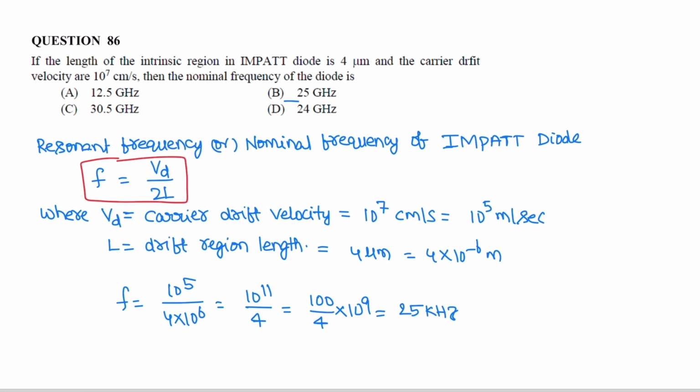2L, 2 times of 4, it is 2L. 2 into 100 by 8. 100 by 8 is 12.5. 12.5 kilohertz. Correct option is A. Next question.